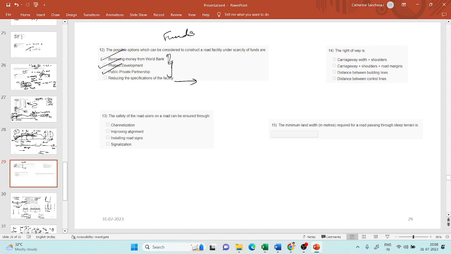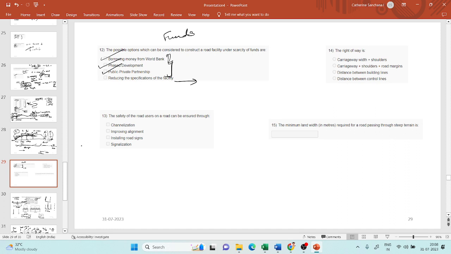You can follow one of the above three steps. Okay, so the answer to this is the first 3 points. Now, the safety of the road users on a road can be ensured through what? So, there was another external factor called safety.